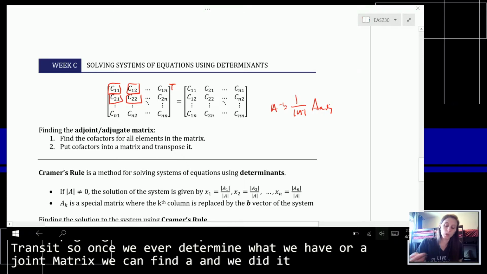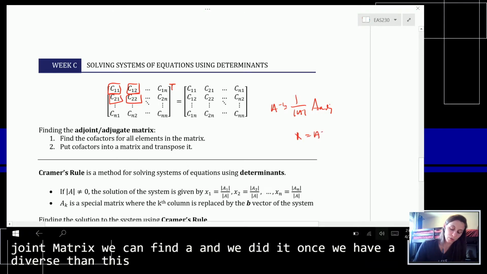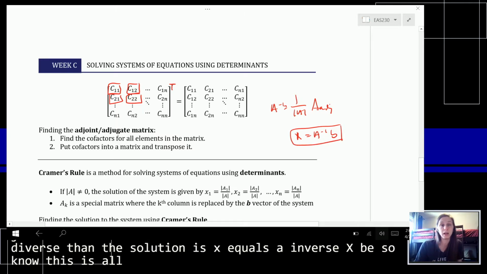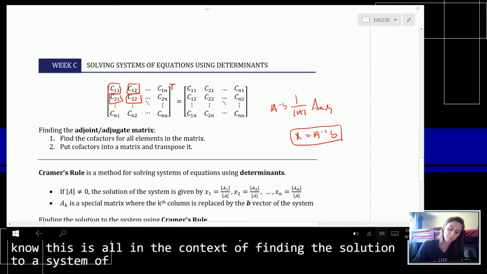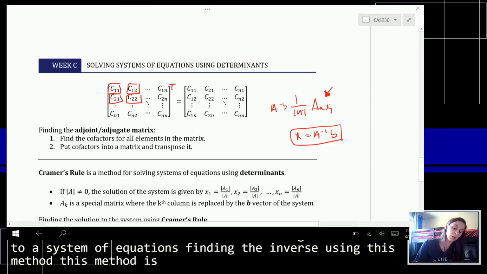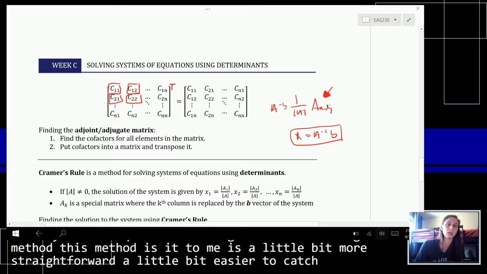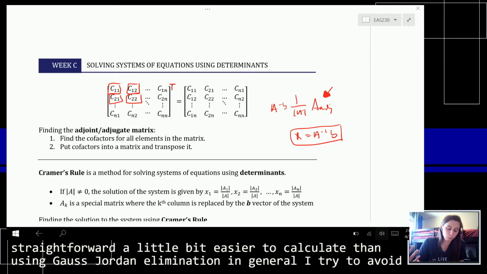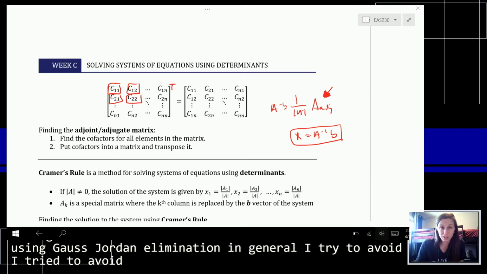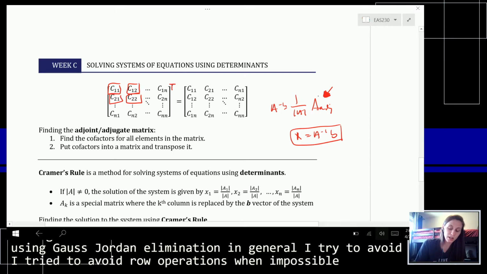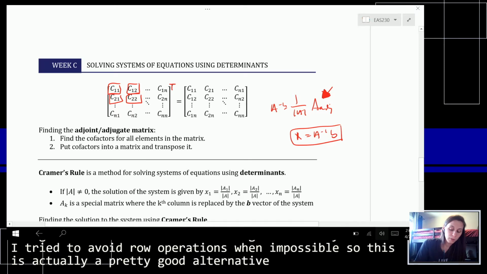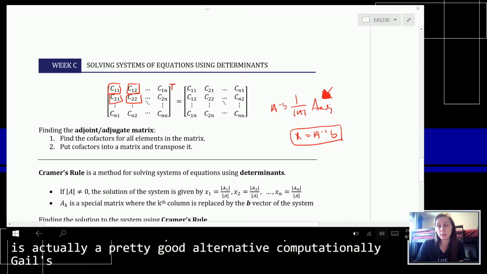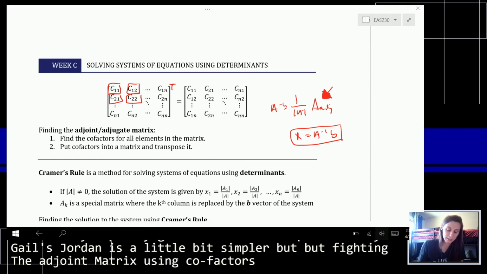And we did it. Once we have A inverse, then the solution is X equals A inverse times B. Note, this is all in the context of finding the solution to a system of equations. Finding the inverse using this method, to me, is a little bit more straightforward, a little bit easier to calculate than using Gauss-Jordan elimination. In general, I try to avoid row operations when possible, so this is actually a pretty good alternative. Computationally, Gauss-Jordan is a little bit simpler, but finding the adjoint matrix using cofactors is actually pretty nice.